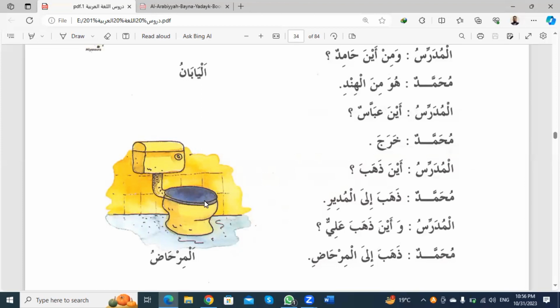This is a picture, al-mirhaz. So how can we say he went towards the toilet, to the toilet? Huwa zahaba. Huwa, he, zahaba, went. Huwa zahaba ilal mirhadi. Okay. This part is a little confusing, yes, because it is your first time to learn this.